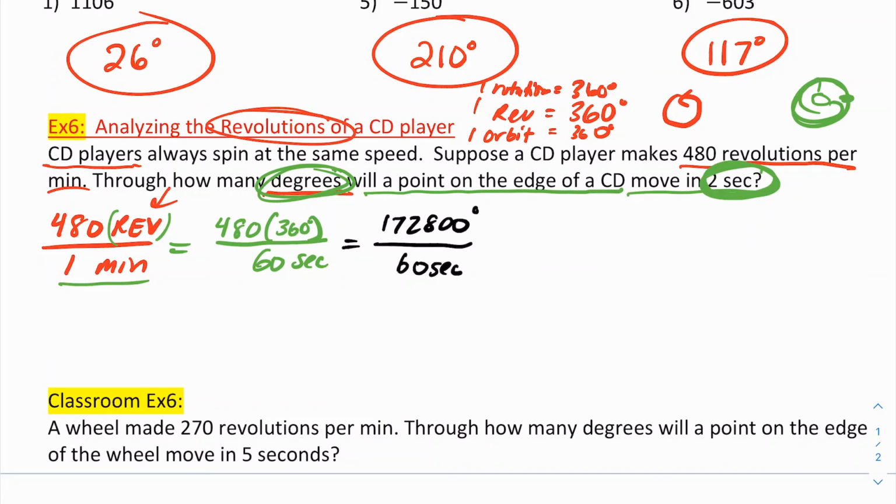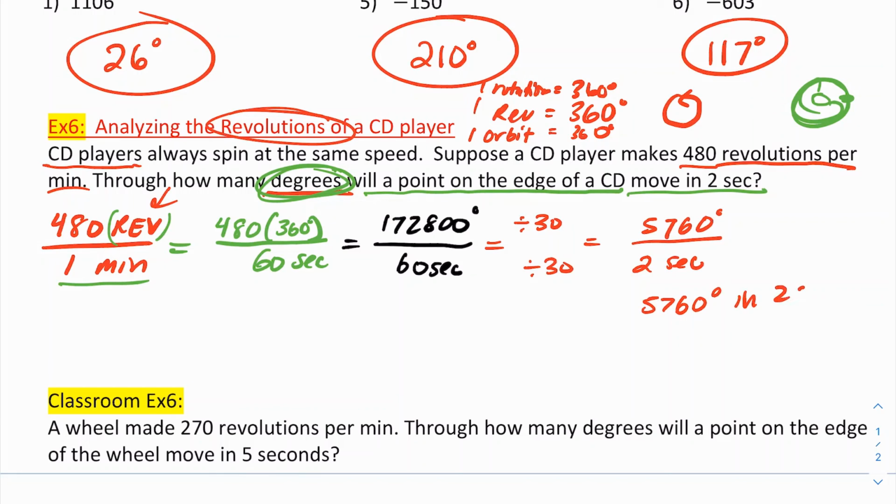So there's two ways to get the final answer. If you want to know how far it goes in 2 seconds, you want to make the denominator 2. So we're not doing any more conversions, but in order to make the denominator 2, you have to divide by 30 at the top and bottom. So when I do that, I get 2 seconds, and then at the top I get 5,000, or excuse me, 5,760 degrees. So it'll go 5,760 degrees in 2 seconds.